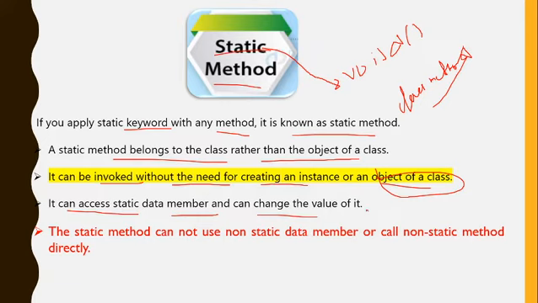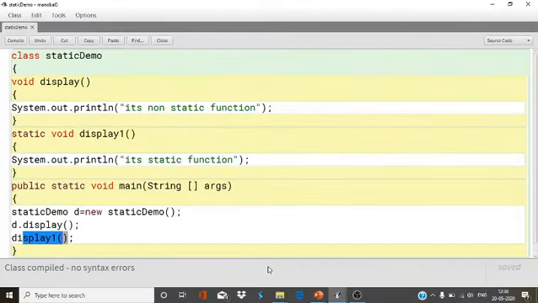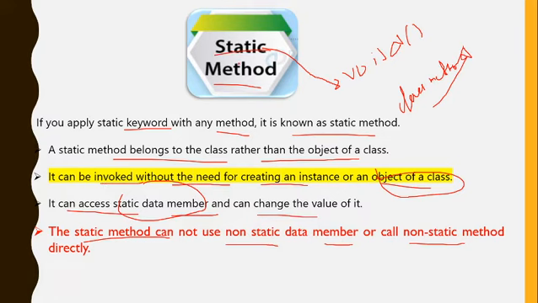Now next I am going to explain about the static variable, which is the static data member. A static method cannot use a non-static data member or call a non-static method directly. A static function can use only a static variable. What is a static variable?